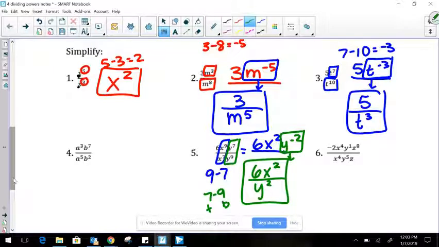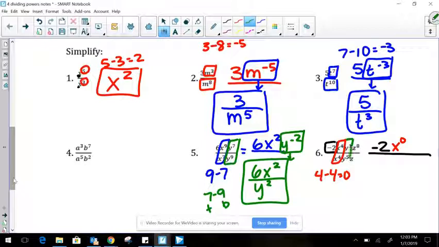Okay, let's do number 6 then. It's the same idea, but there's 3 letters. So this negative 2 is just hanging by itself. So that's up top. That stays. Let's look at my x's. So I do top minus bottom. So 4 minus 4 is 0. So x to the 0.